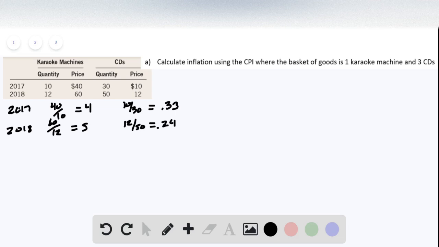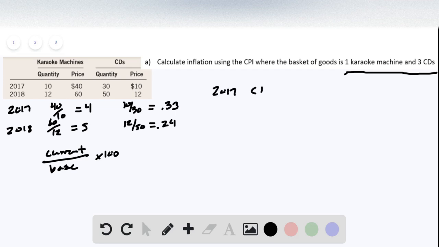And remember that to calculate the consumer price index, the formula is the current basket of goods over the base year basket of goods times 100. And remember, the basket of goods is one karaoke machine and three CDs. So the consumer price index for 2017 is 4.99 over 4.99 times 100 equals 100. The base year for the consumer price index is always going to equal 100.